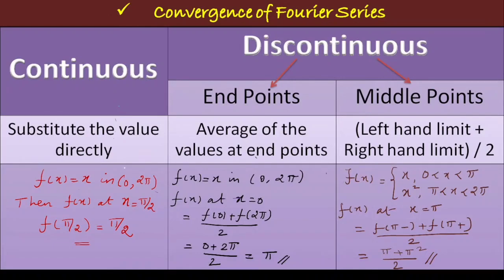Next we move on to the convergence of the Fourier series. If the given point is a continuous point, we have to substitute the value directly to get the value of the function at that point. If it is a discontinuous point, we have to discuss two cases. First we find out whether the discontinuity arises at the end point or at the middle point. If it arises at the end point, we take the average of the extremities at the end points. If it is at the middle point, we take the average of left hand limit plus right hand limit, divided by 2.